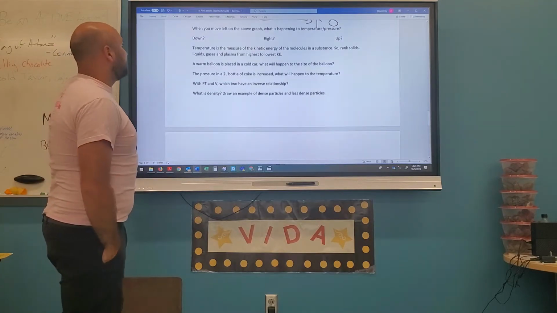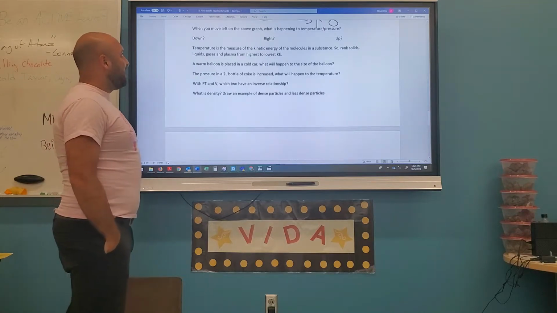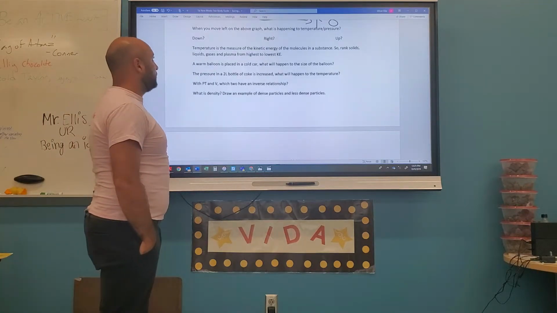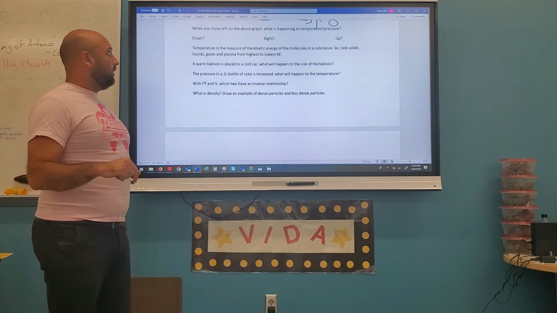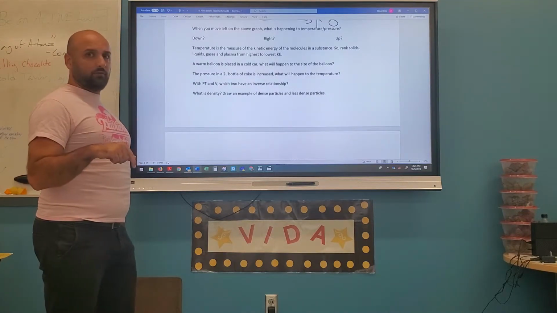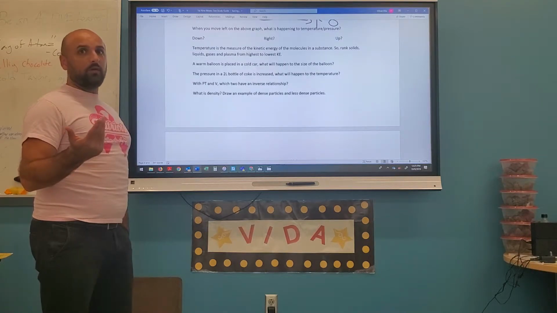A warm balloon is placed in a cold car. What will happen to the size of the balloon? If I place a warm balloon in a cold car, I'm going to decrease the temperature. And if I decrease the temperature, that's going to affect the volume, right?